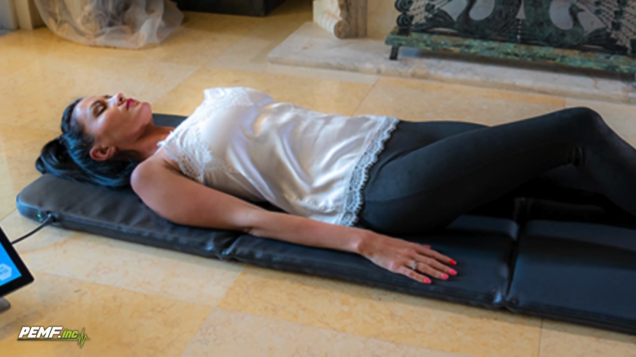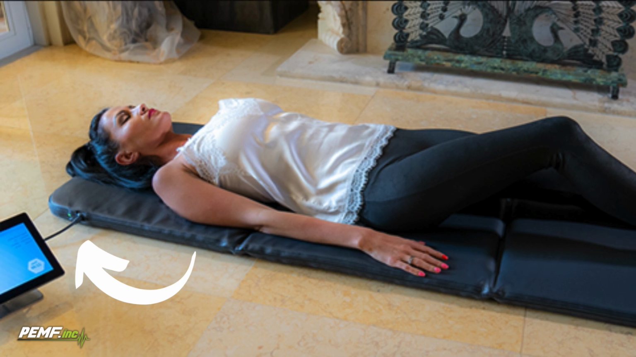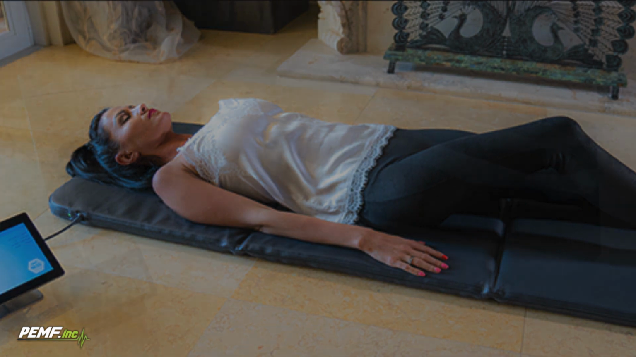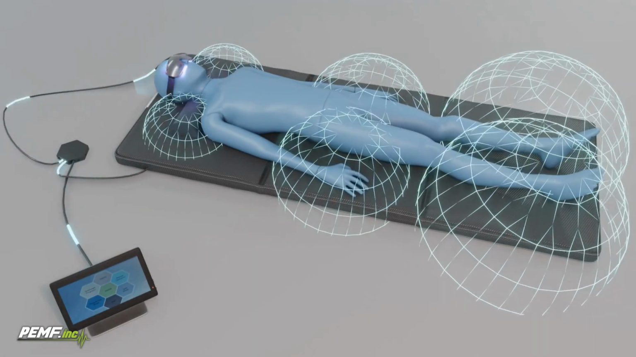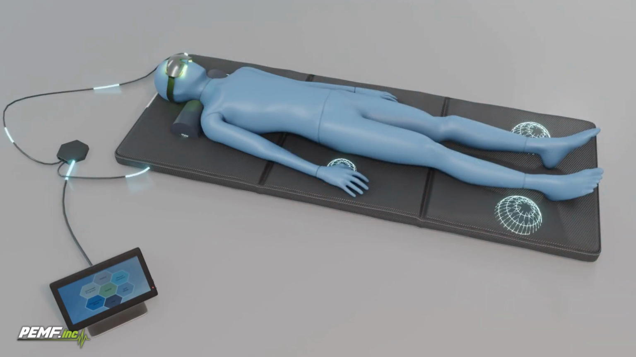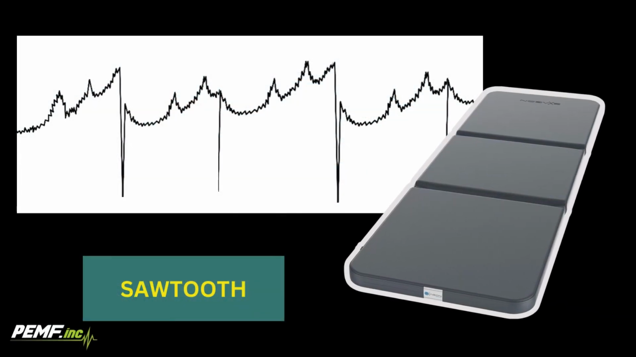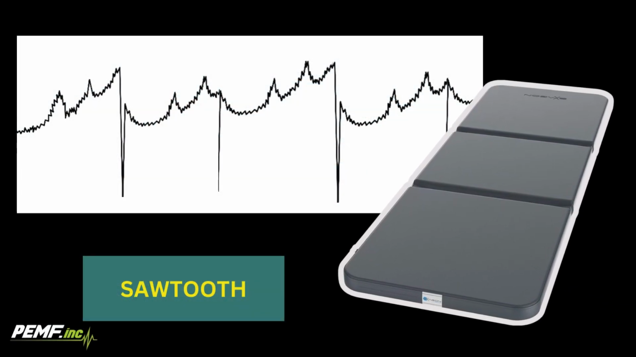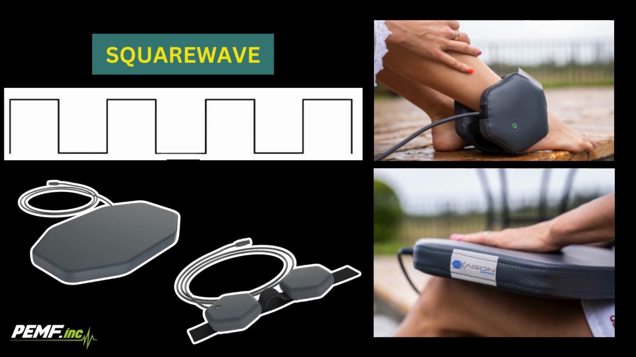Always lie on the whole body applicator, with your head positioned at the end where the cable comes out of the applicator. This is very important, because the applicator emits a higher magnetic field intensity at the feet end compared to the head end. The whole body mat uses the triple sawtooth wave. And the pad and spot applicator use the NASA square wave.